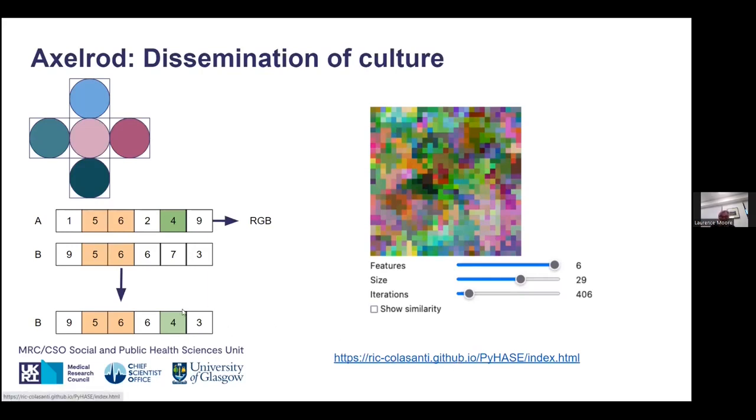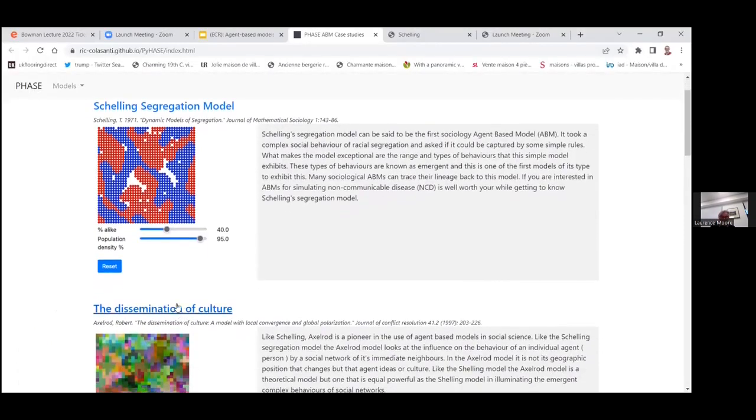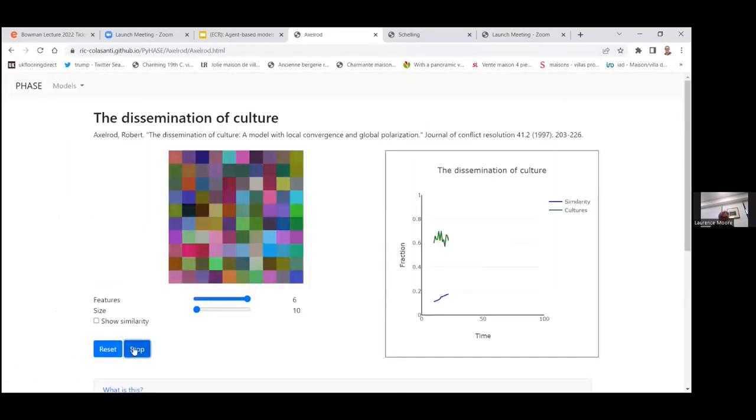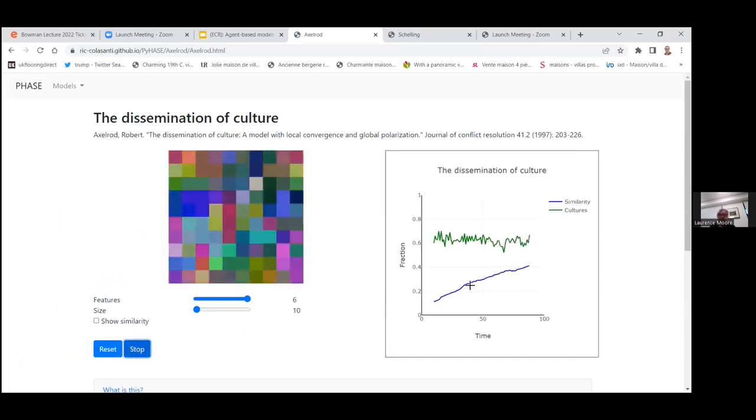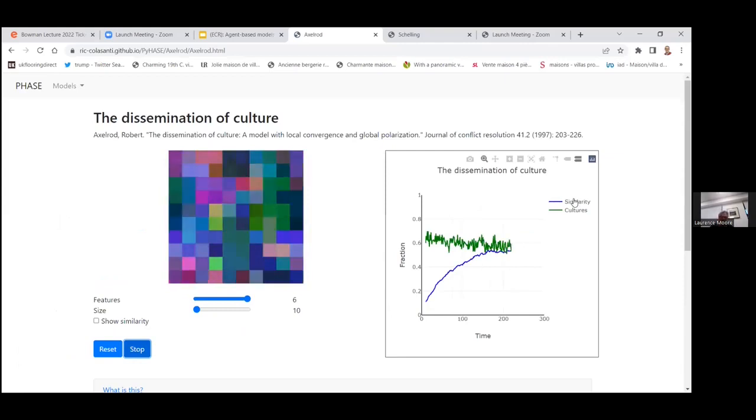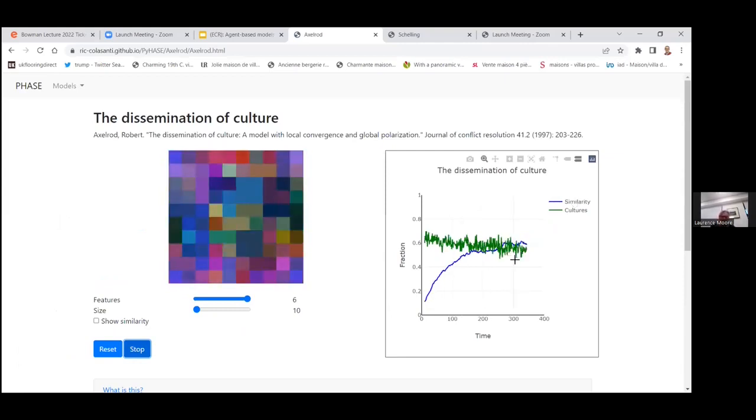So let's go to the phase site again. Let's go down to discrimination of culture, and let's run our model. So here we can see we've got a measure of similarity, how similar people are in this environment. This environment, we've only got a 10 by 10 environment. And our blue thing is the number of cultures.